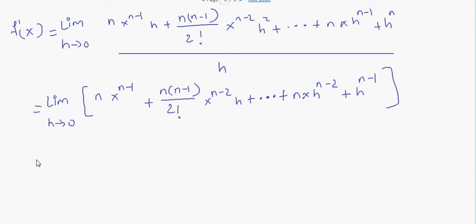Now, as we can see, every term in this expansion has an h term except the first one. So all these terms except the first one would approach a limiting value of 0 as h approaches 0. Therefore, f prime x is equal to n x to the power n minus 1. So this is the derivative of the function f of x equals x to the power n, where n is a positive integer.